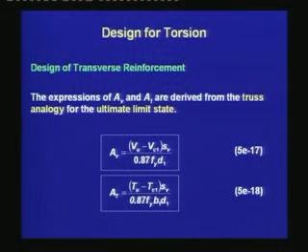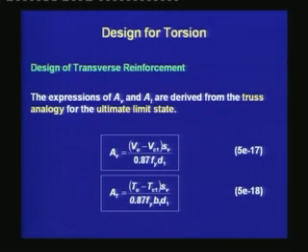Otherwise, we can design only closed stirrups to take both shear and torsion. In that case, we shall use the expression of the code that ASV is equal to AV plus 2 times AT. This expression is of course conservative for a solid section. The expressions of AV and AT are derived from the truss analogy for the ultimate limit state.